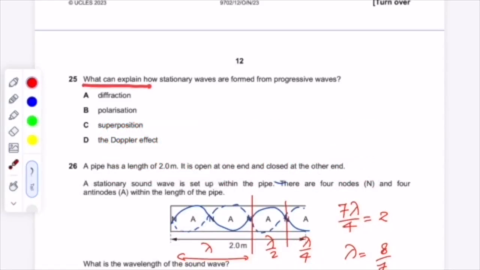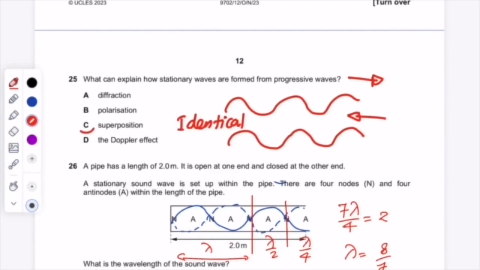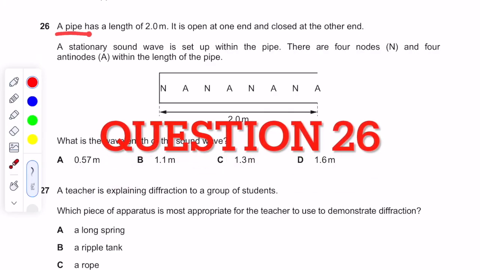What can explain how stationary waves are formed from progressive waves? Stationary waves. What do we know about stationary waves? Stationary waves, we know, are made by two waves. They are moving in opposite directions and interfering, and they must be identical, right? Identical waves moving in opposite directions and interfering or doing superposition, right? So answer is C.